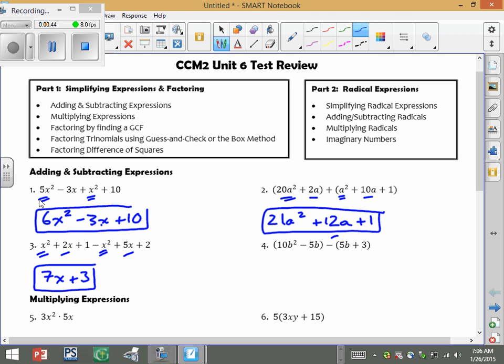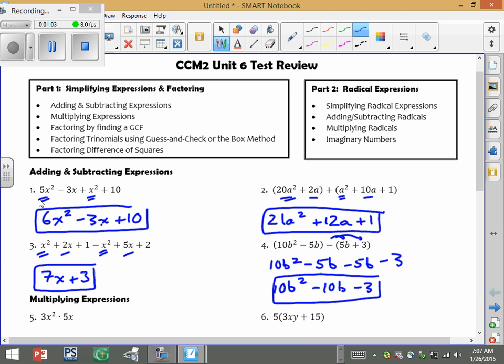Here we have to distribute the negative, and my recommendation, if you ever have to do that, is just to rewrite very quickly so that 5b turns into minus 5b, that plus 3 turns into minus 3. So you have 10b squared, minus 5 is minus 10b, and then minus 3. So again, I would recommend taking the time to rewrite anytime you have to distribute a negative.